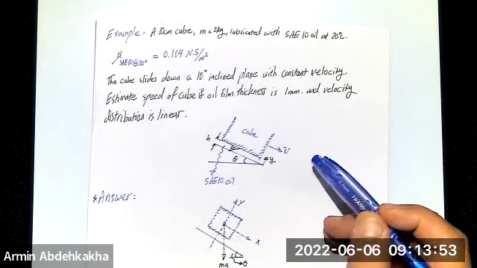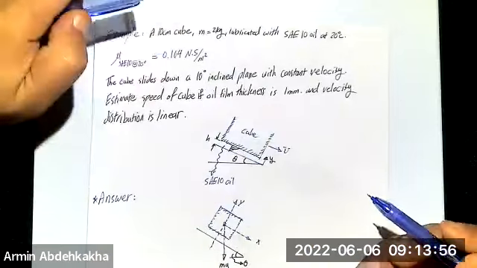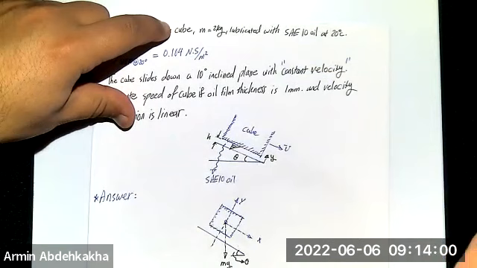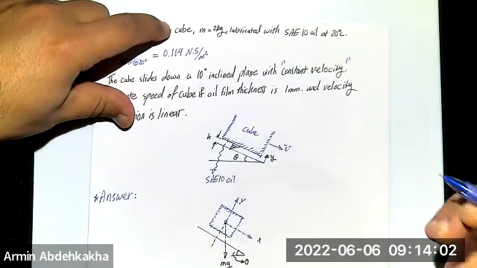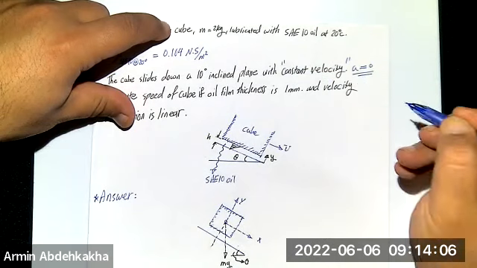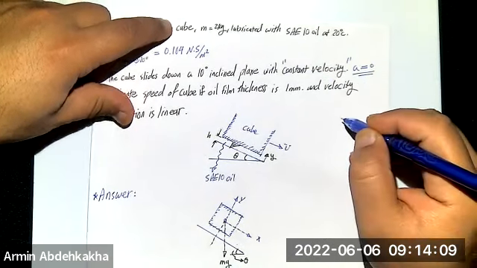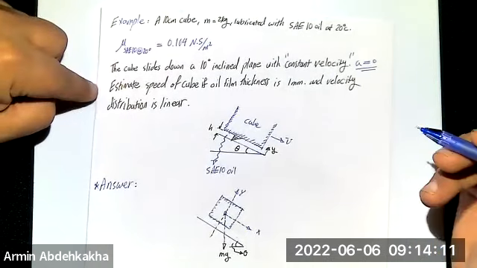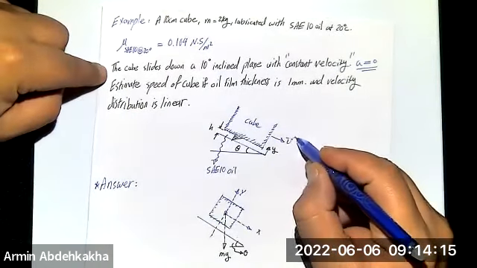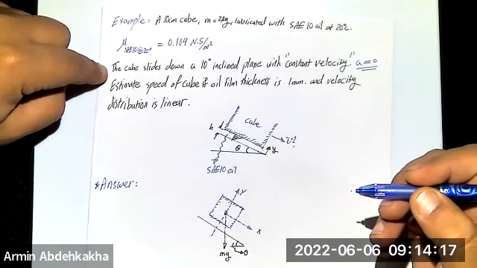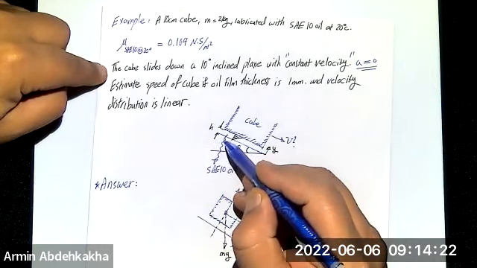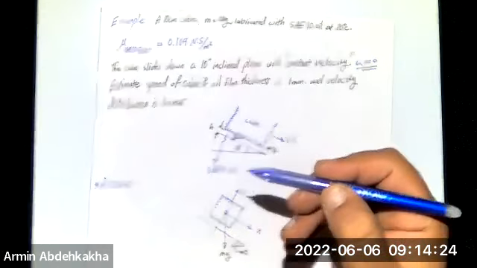But it gives you one important thing here. The velocity is constant. Velocity is constant means you don't have any acceleration. It asks you to calculate the speed of the cube. What is U? And it also gives you the H, the thickness of the SAE10 oil or lubrication.